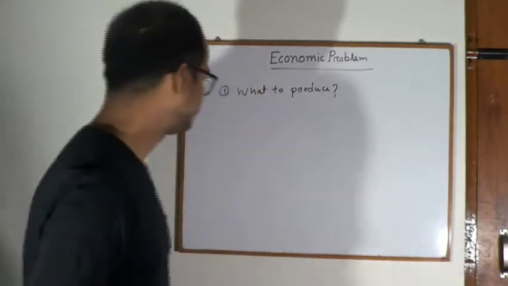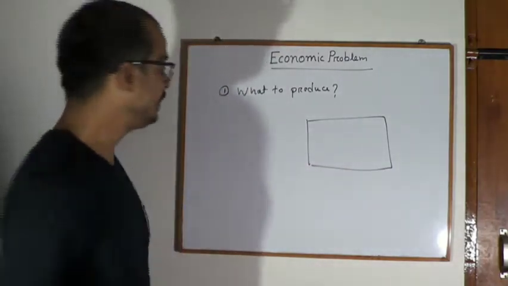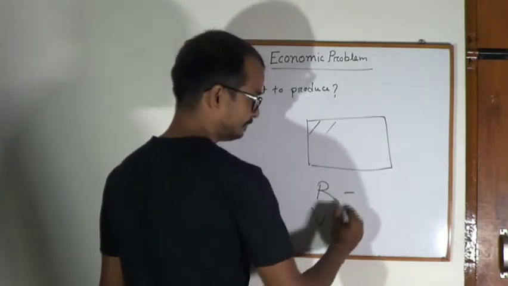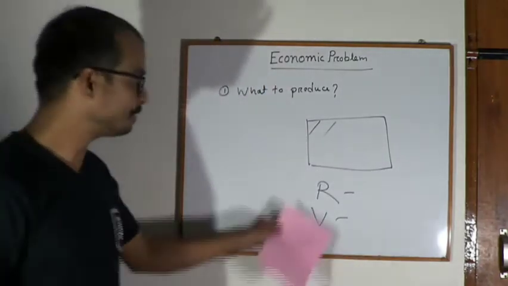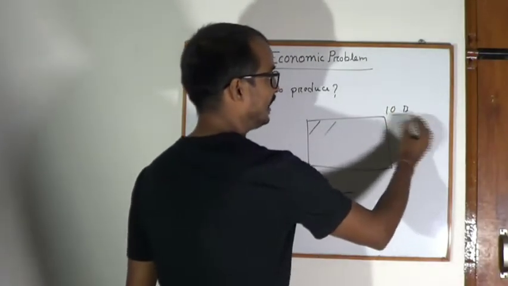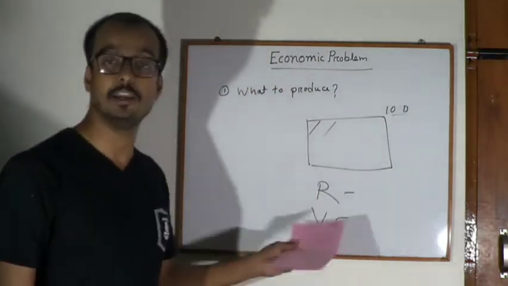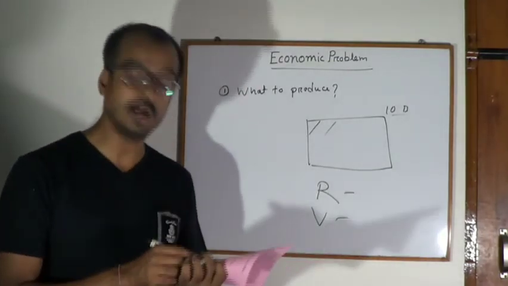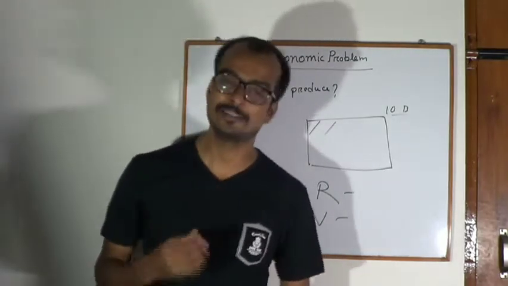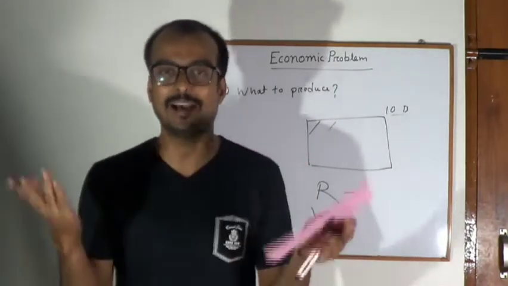Let me make it very simple. There is a plot of land and you can produce rice and vegetables. If you produce rice, you cannot produce vegetables on that plot of land. This is, say, 10 bigha or 10 acres of land. If you produce vegetables, you cannot produce rice. Now, what will you produce? If I ask you, you cannot simply say, sir, I like vegetables, so I will produce vegetables. I like the trees and flowers of the vegetables very much, so that's why I will produce vegetables.